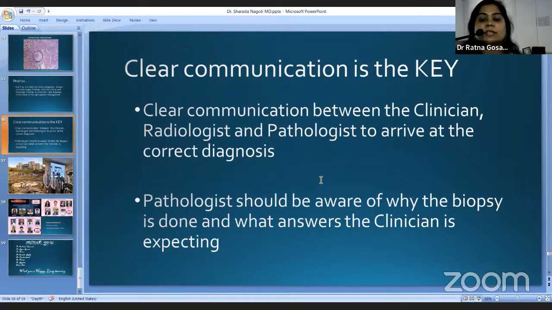Clear communication is the key. Clear communication between the clinician, the radiologist, and the pathologist to arrive at the right diagnosis. Pathologists should also be aware of why the biopsy is done, what the indication of the biopsy is, and what answers the clinician is expecting from the pathologist.